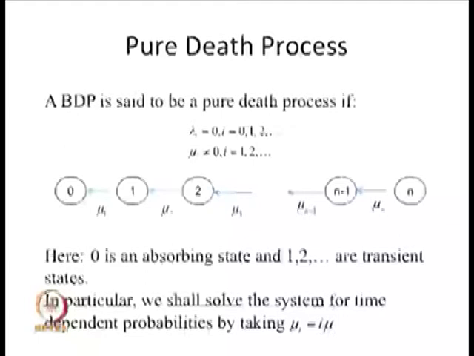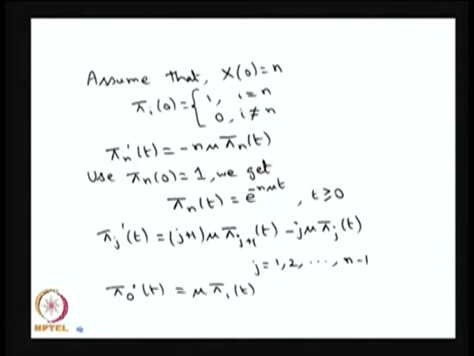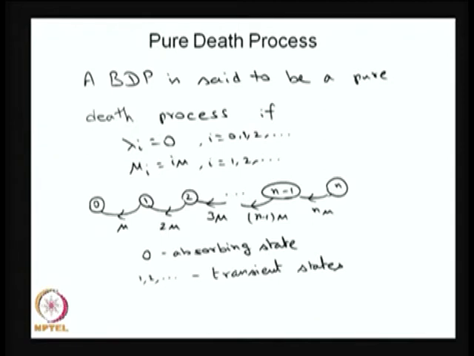As I gave as the fourth example in the birth death process, this state 0 is an absorbing barrier. Therefore, the state 0 is an absorbing state and all other states are going to be transient states. And here the limiting distribution exists, and one can also find the time dependent probabilities for this model. Suppose you start with the assumption that at time 0 the system is in the state n.